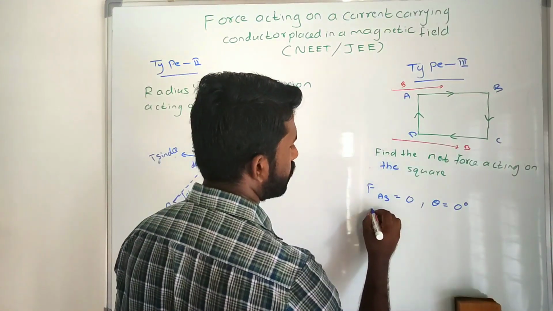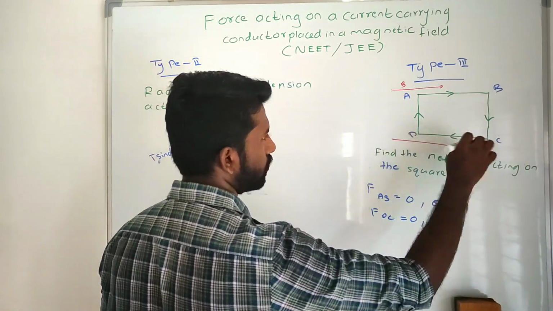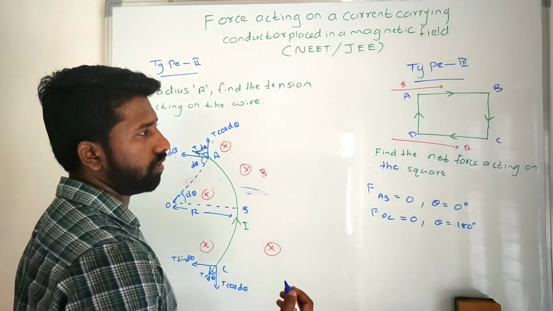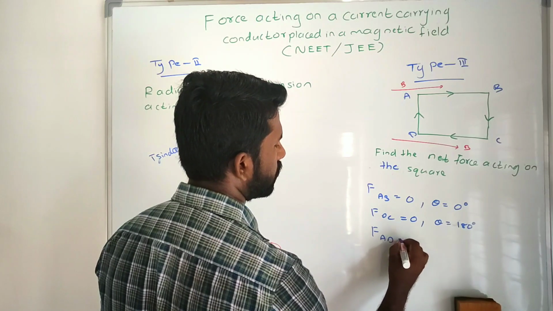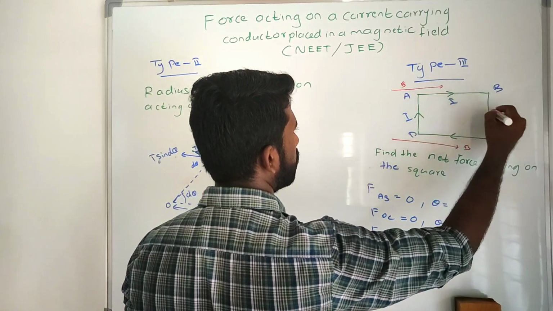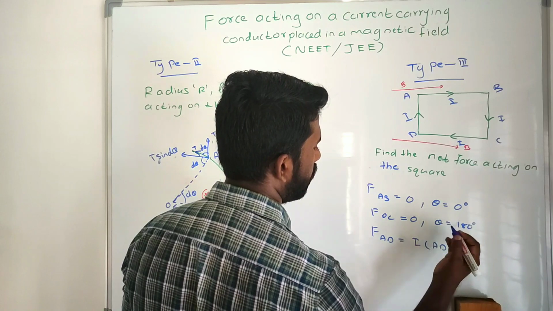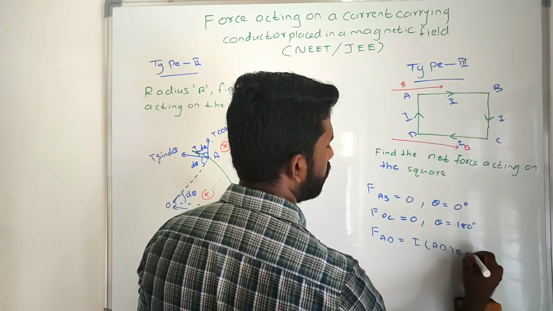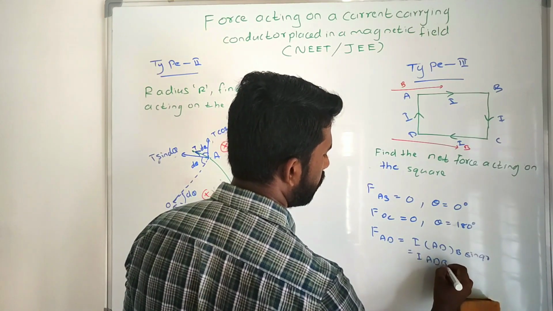Then next, what about the force acting on DC? DC also 0. That is because theta is equal to 180, because sin 180 is equal to 0. Next, we will find out the force acting on AD. What is the force acting on AD? We will take the current as I. I into what is the length? That is AD into the magnetic field B, sin 90. So what I will get? I AD B we will get.